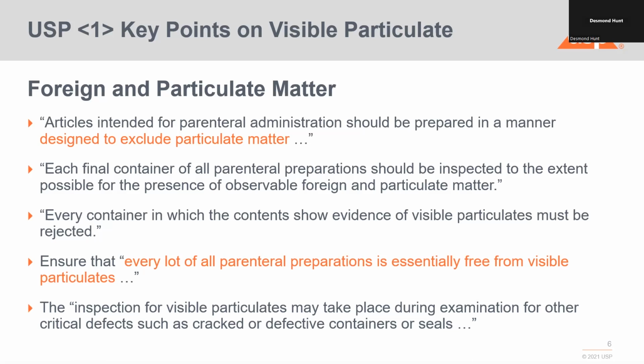And when we think about the historical perspective of this statement, this phrase, essentially free, first appeared in USP in 1946. So from 1946 until 2014, there was no definition around what we meant by essentially free. And so we think about essentially free today, it's a little bit different than we did back in actually 2010. And the last key point that's outlined in this section, it talks about the inspection of visible particles can take place during the observation or investigation of other critical defects, such as cracks or defective containers and seals.